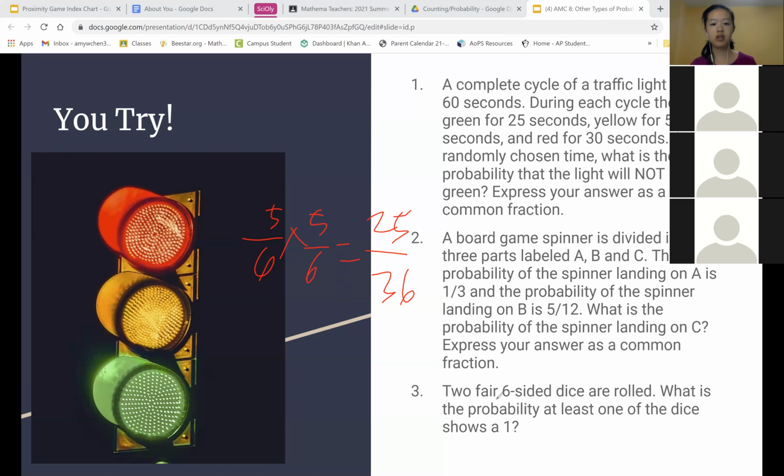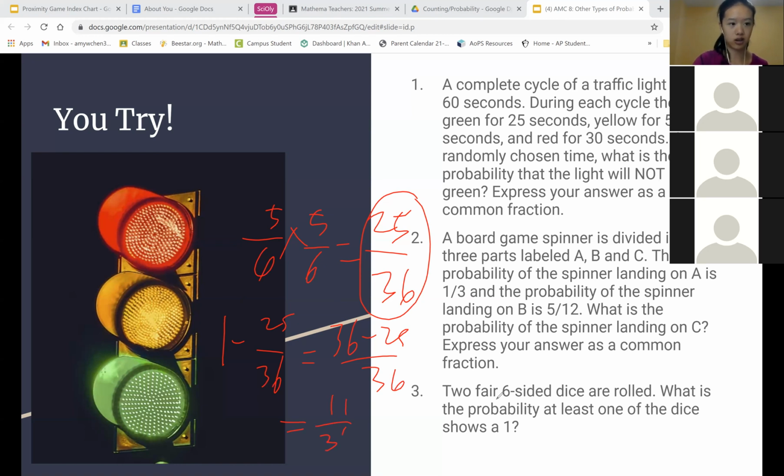So now we can subtract this probability from 1 to get the probability that at least one of the dice shows a 1. So that'd be 1 minus 25 over 36, which is 36 minus 25 over 36. That just gets 11 over 36, which is our answer. And I think many of you fixed your answer. So yeah, good job.